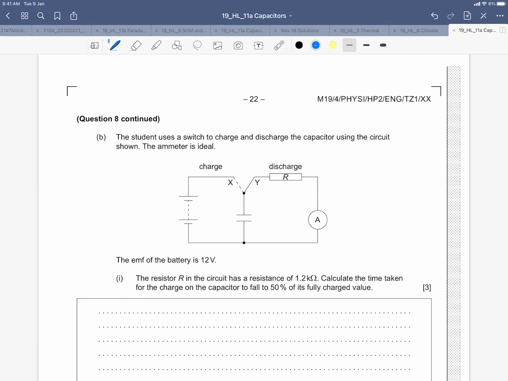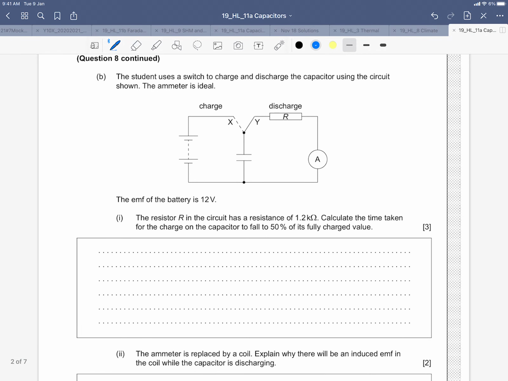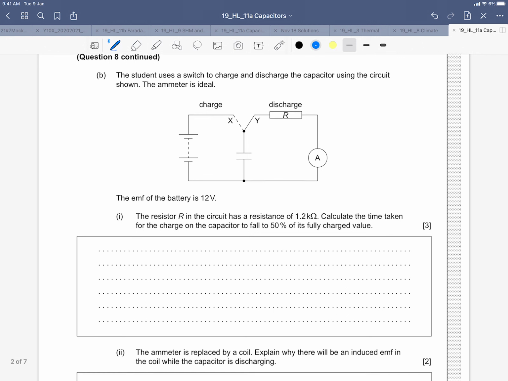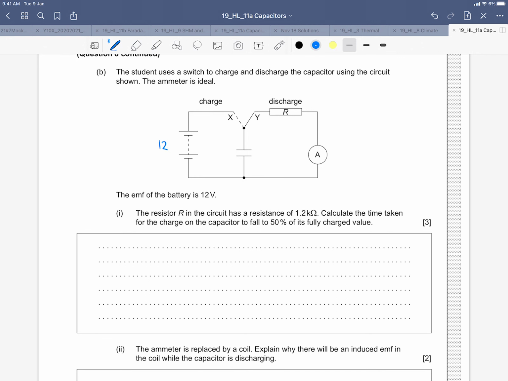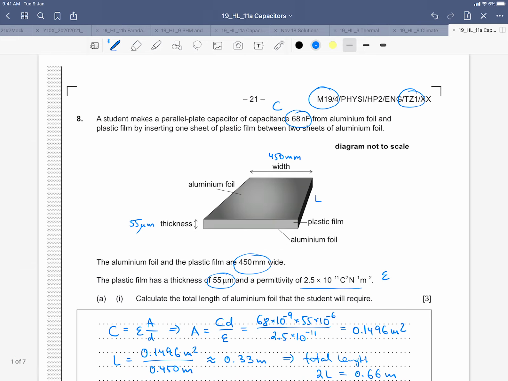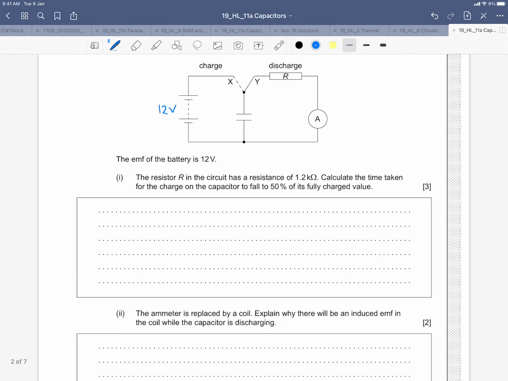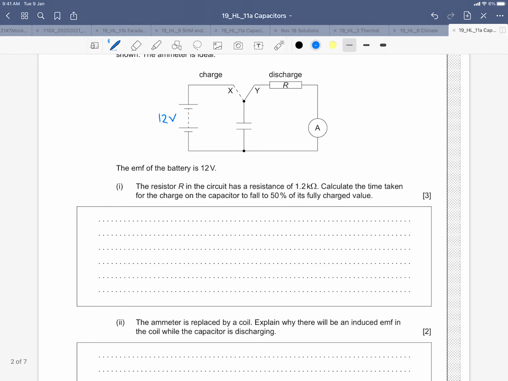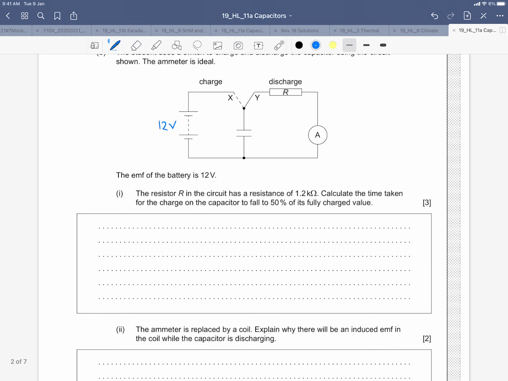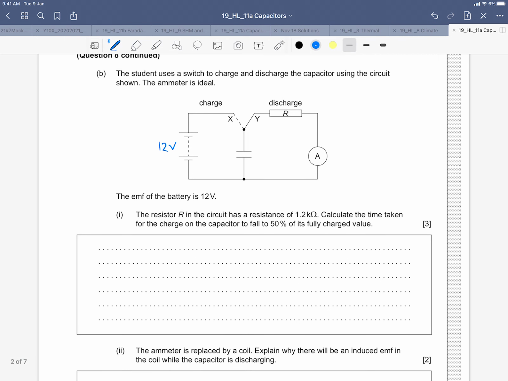Then we have this problem now. Okay, so we can discharge the capacitor using this circuit. We've got a 12-volt battery over there. What did we have before? Oh, that was just making the capacitor. Now we're going to put it in a circuit. Okay, so if we have fully charged the capacitor, and then we start discharging it through a 1.2 kilo ohm resistor, time taken for the charge to fall to 50%.